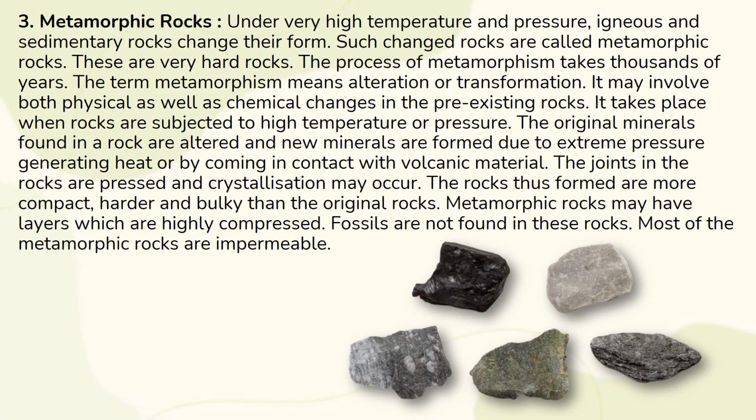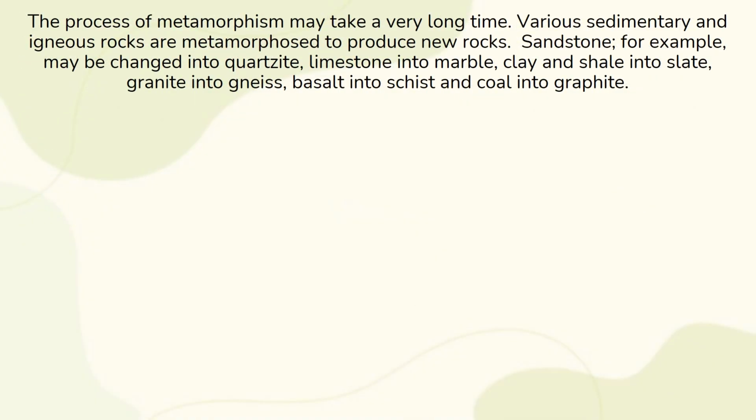Metamorphic rocks may have layers which are highly compressed. Fossils are not found in these rocks. Most of the metamorphic rocks are impermeable. The process of metamorphism may take a very long time. Various sedimentary and igneous rocks are metamorphosed to produce new rocks. Sandstone, for example, may be changed into quartzite, limestone into marble, clay and shale into slate, granite into gneiss, basalt into schist, and coal into graphite.